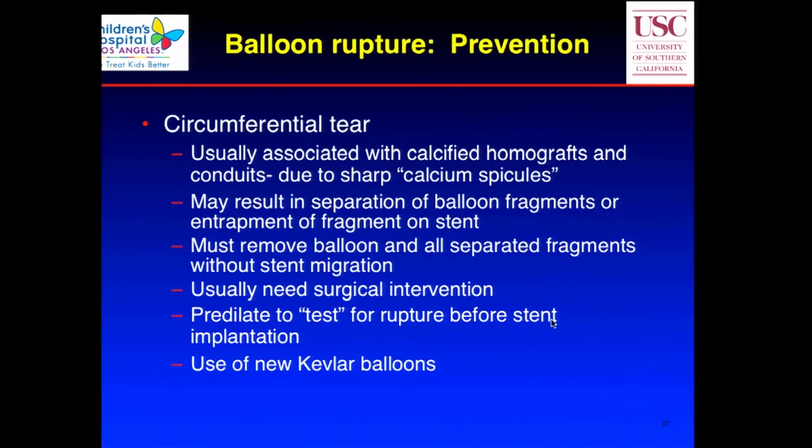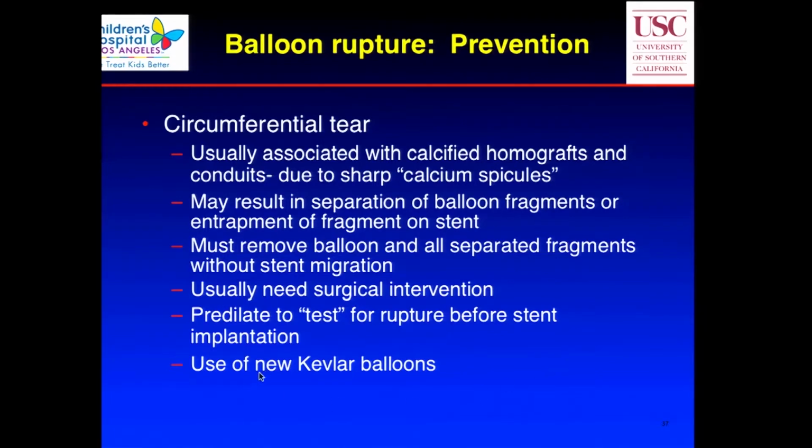I learned that because I made a big mistake myself in just going up with the balloon and the stent, and the balloon ruptured and it became circumferential. You have to make sure you remove all the pieces and make sure you don't leave any pieces behind. Sometimes you need surgery to help you at that point if it happens. So always pre-dilate with a balloon. I'd rather deal with a ruptured balloon without a stent than with a stent.